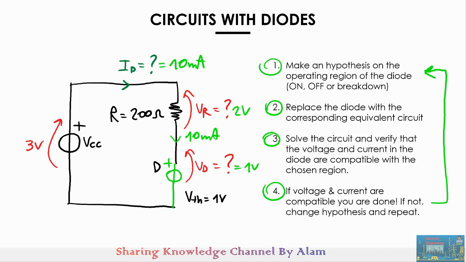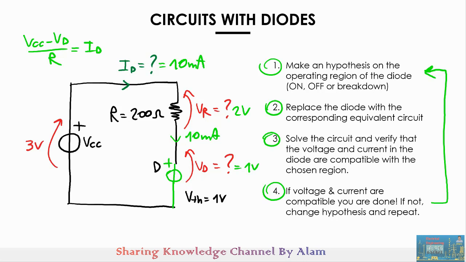This is how the current was calculated, in fact. VCC minus V diode divided by R is equal to the current in the diode. You take VCC, which is the overall voltage, you remove the drop on the diode, so then you're left with the voltage on the resistor, you divide by the resistor, and you find the current in the resistor, which is also the current in the diode.